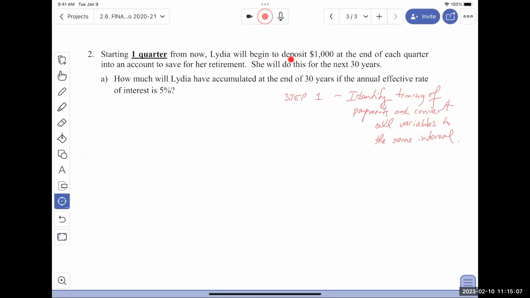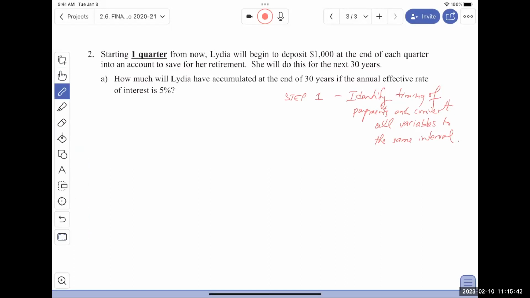There is going to be $1,000 deposited at the end of each quarter into an account to save for retirement. She'll do this for the next 30 years. So would it be 4,000 for each year? No, it's 1,000 for each quarter. So it's not 4,000 each year because of time value of money and the interest rate. Okay, thank you for answering the question. So what we have to do is convert everything.